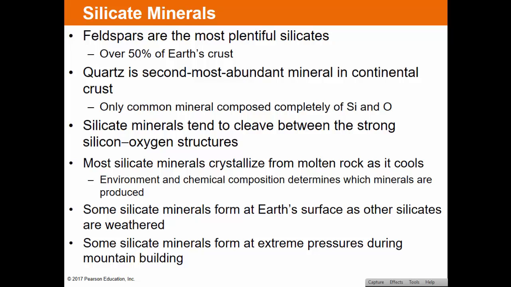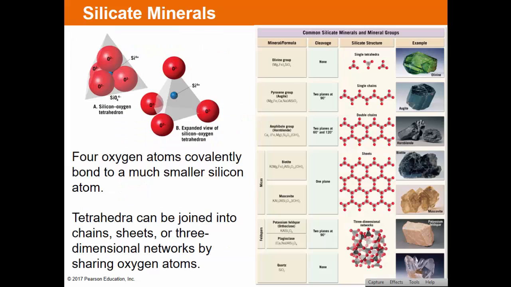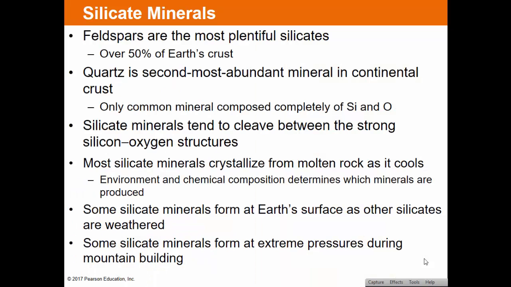All right. The feldspars are the most plentiful silicates, about half the Earth's crust. The quartzes are the second most abundant minerals in the crust. So the feldspars are here, a lot of silica, light colored, and the quartzes are beneath them, and they make up most of the Earth's crust. Silicate minerals tend to cleave between those strong silicon-oxygen structures. So the silicon-oxygen tetrahedron doesn't cleave. It's the bond between them where it cleaves.